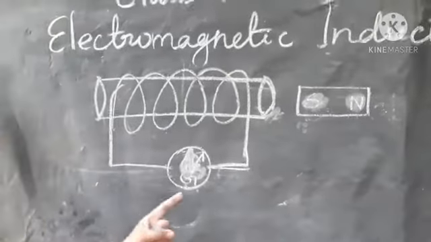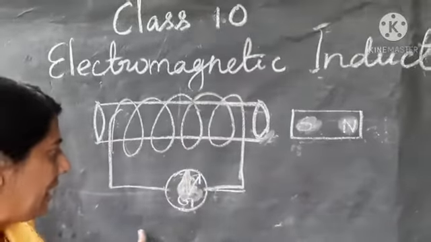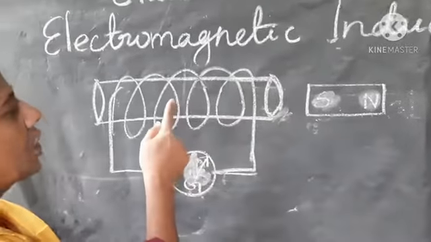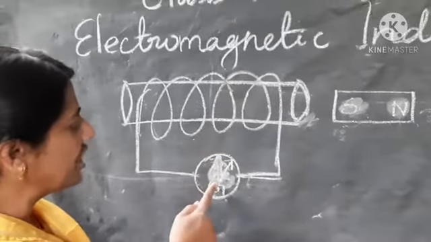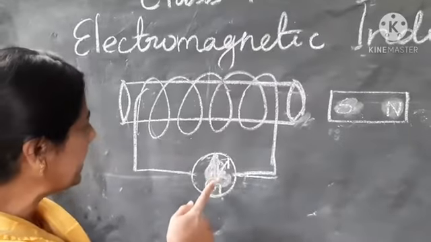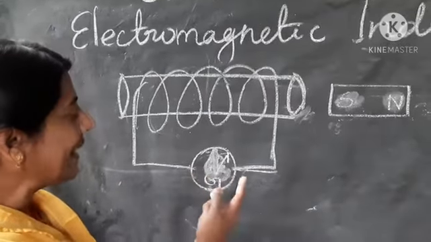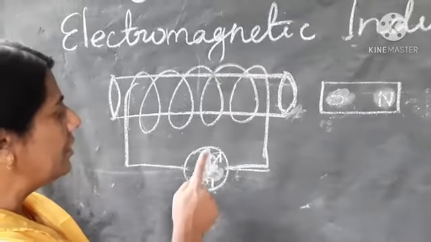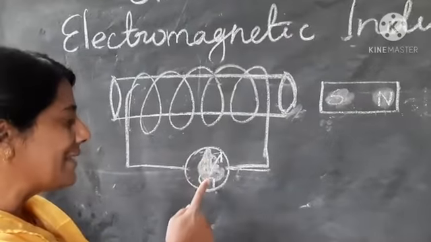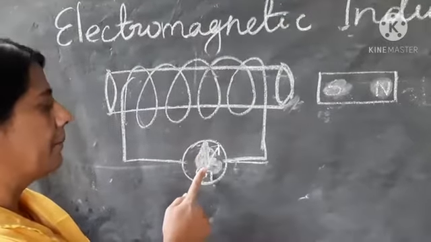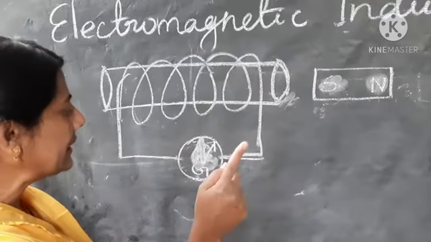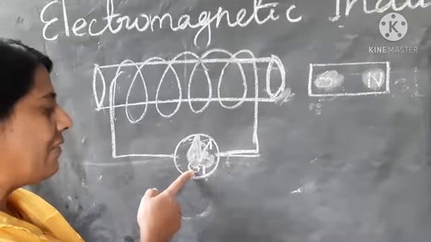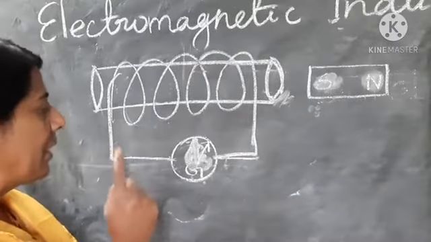Okay, dear ones, what are the observations from this activity? First point: when the magnet is moving towards the cylindrical coil, there is a deflection in the galvanometer. It proves that current is induced in the coil. Second, when it is kept stationary, the needle comes to 0. It shows that no current is induced in the coil. Now move the magnet away from the cylindrical coil. Again there is a deflection in the galvanometer needle, but it is opposite to the previous case.